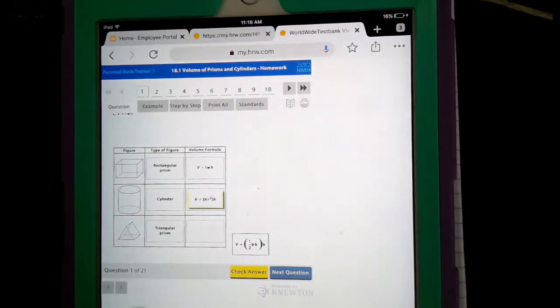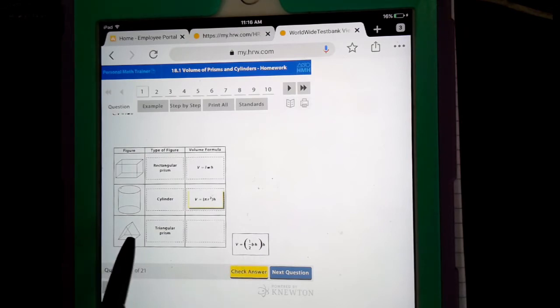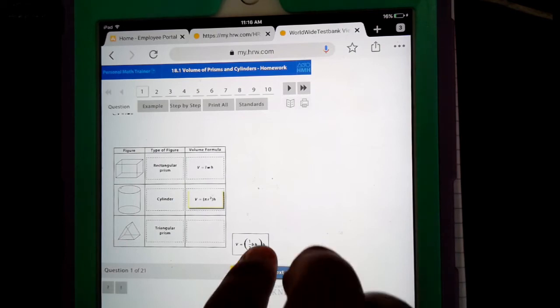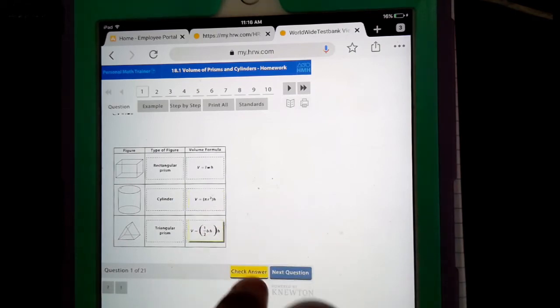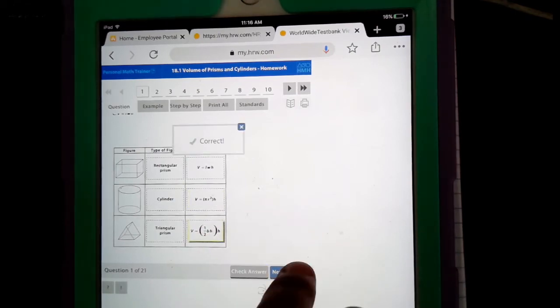And last but not least, this is a triangle. We know that a triangular prism is similar to a rectangular prism. It's just half of it. That's why this right here is divided by 2. This is base times the height. It's supposed to be times the width over here, but it's okay. We check that out and we go to the next question.